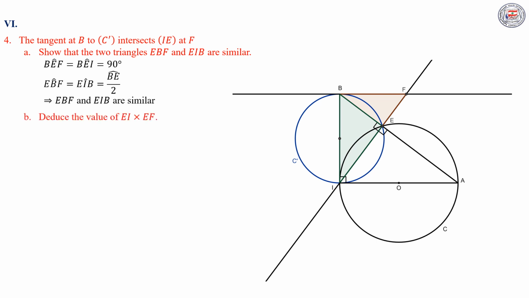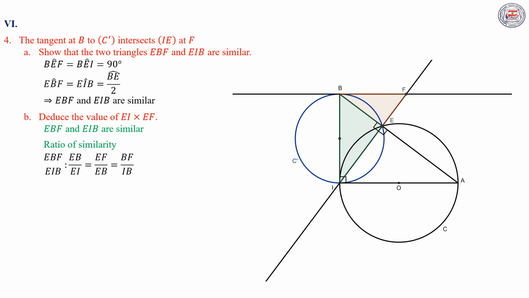Part B, deduce the value of EI times EF. Since the two triangles EBF and EIB are similar, we can deduce the ratio of similarity. We put the triangle EBF and the triangle EIB in a way that the two triangles have the same points with equal angles. That means we have to put E, B, F, and E, since E is equal to E, and I, since I is equal to B, and B, since B is equal to F, EBF and EIB. We put the ratio of similarity.